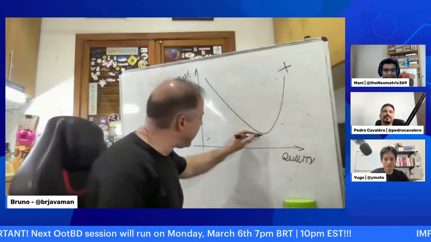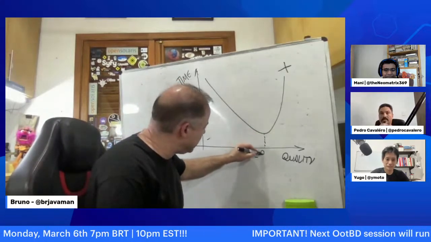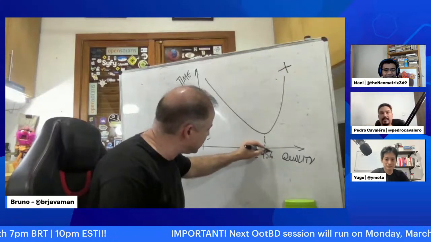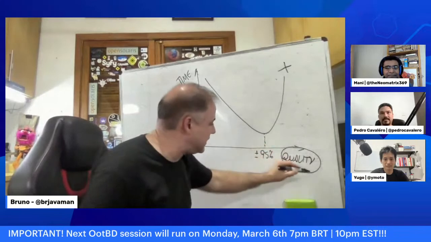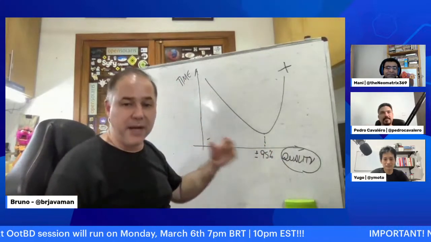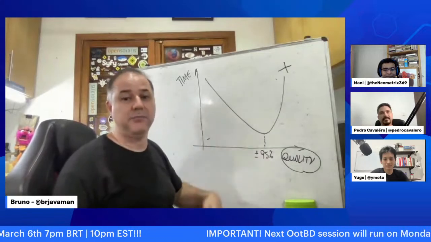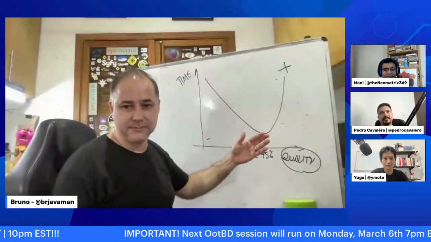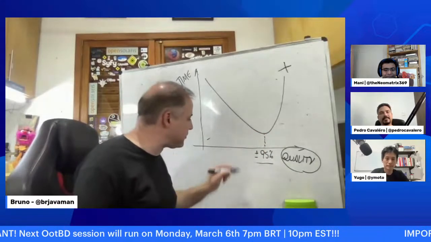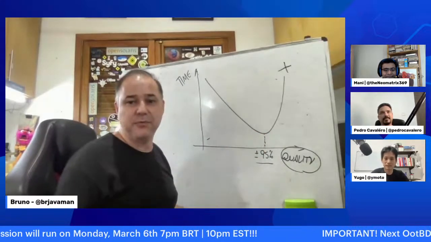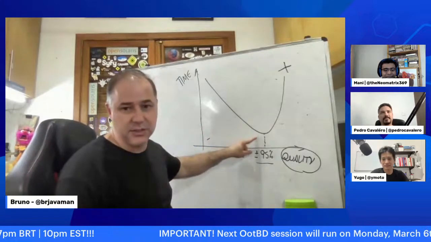That inflection point right here is more or less 95%. 95% of what? It's a special measurement of quality: the amount of defects that we catch before production. So if you catch 95% of bugs, of problems, before production, this is the fastest you deliver your software.